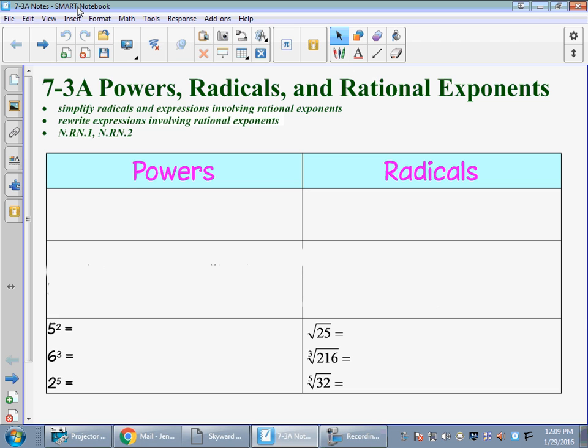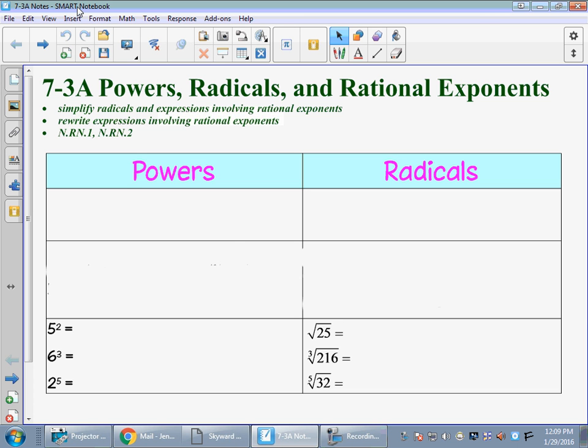738 notes, powers, radicals, and rational expressions. A lot of definitions and terms today. I don't think today is going to be too difficult, but just some new terminology, some new buttons that we're going to find on our calculator. So if you don't have your scientific calculator with you, you're going to want to grab that because we're going to learn some different keystrokes, a lot of computer calculating.